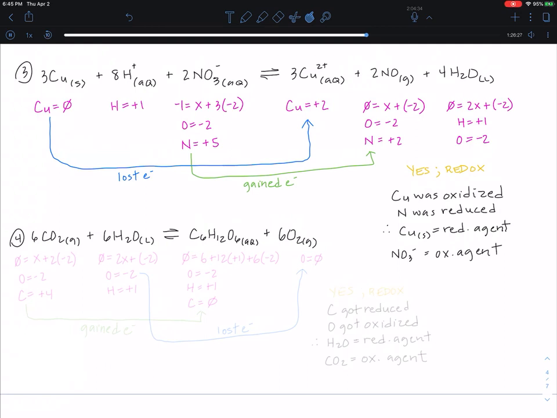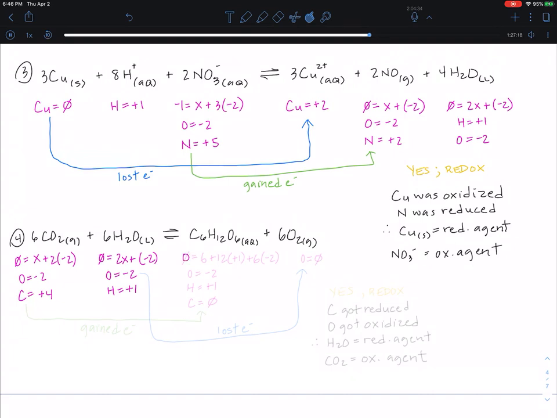Over here, we've got carbon dioxide, a neutral molecule, so the oxidation states add to 0. I have no idea what's going on with the carbon, but I do know that I have 2 oxygens, and oxygen is usually in the negative 2 oxidation state. So oxygen is negative 2, and the carbon is in the positive 4 oxidation state. Water is neutral, so the oxidation states add to 0. We've got 2x plus 1 times negative 2. So oxygen is negative 2, hydrogen is positive 1. Great.